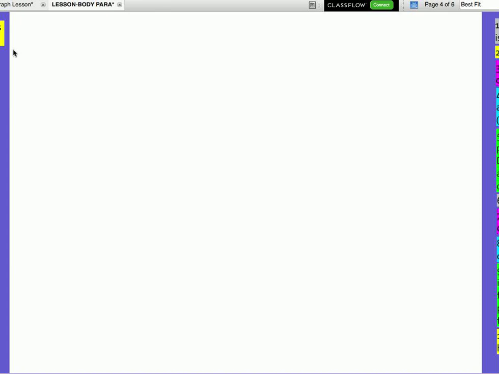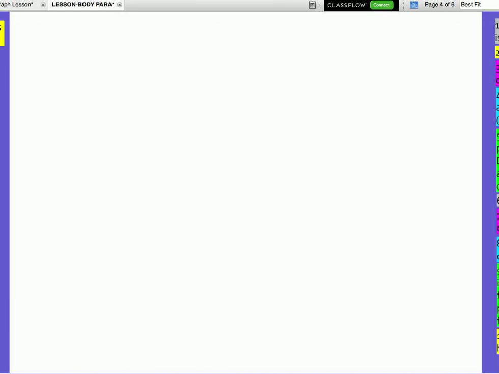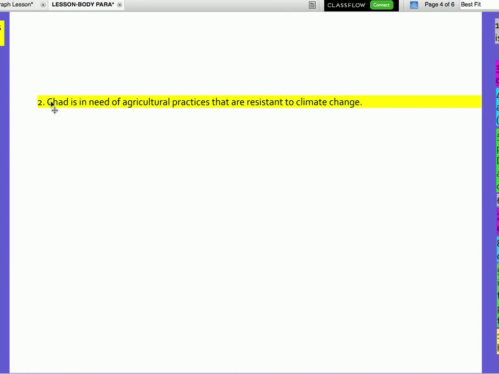So in order to write my topic sentence, I'm going to look at my outline. And in my outline, my first topic sentence is agricultural practices that are resistant to climate change. My controlling idea is Chad has a number of needs for sustainable development. So I'm going to simplify my topic sentences and just say one of Chad's needs is agricultural practices that are resistant to climate change. So it will look like this. Chad is in need of agricultural practices that are resistant to climate change.